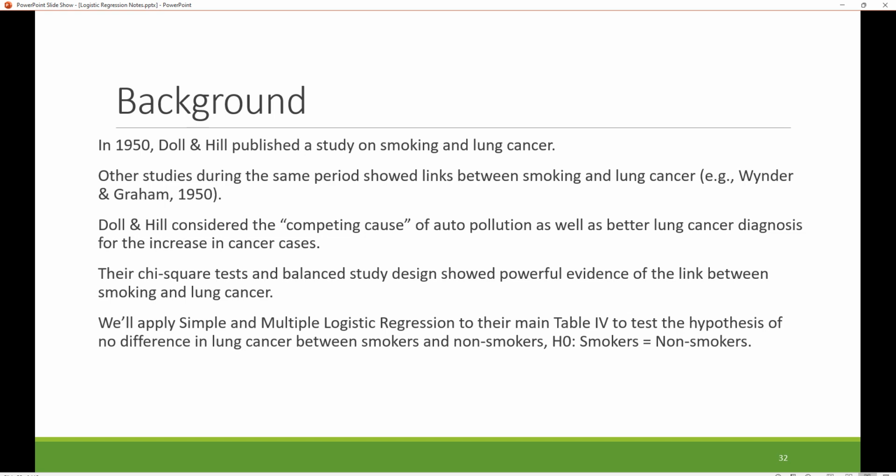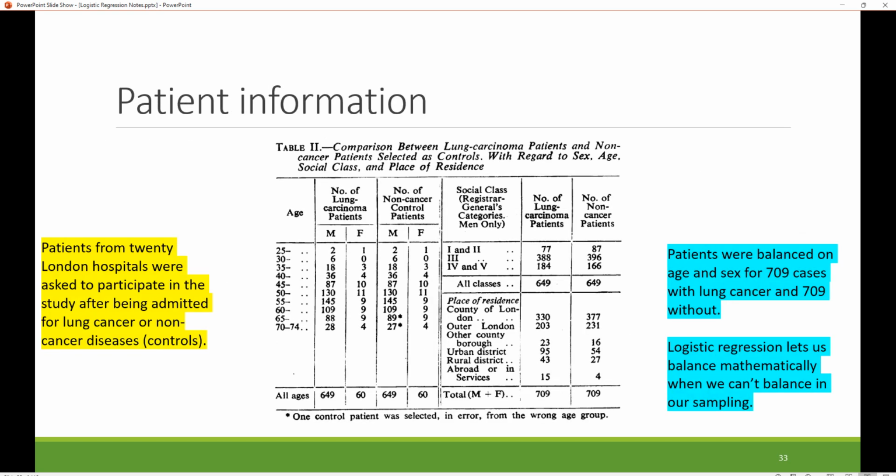Their chi-square tests and balanced study design showed powerful evidence of the link between smoking and lung cancer. We'll apply simple and multiple logistic regression to their main Table 4 to test the hypothesis of no difference in lung cancer between smokers and non-smokers. That null hypothesis is smokers' chances equal non-smokers' chances.